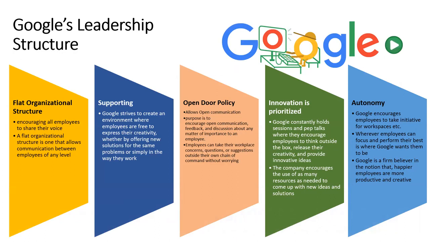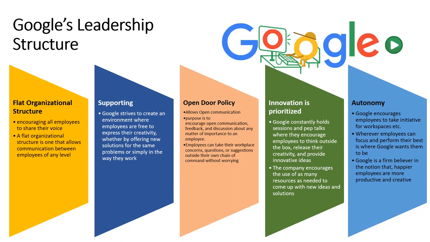How is Google using participative management? So here are some examples. They have a flat organizational structure, meaning that they encourage all employees to share their voice, right? They're very supportive of creative environments. So for instance, if you feel better and you get more work done outside, they're very open to that. They have an open door policy. The idea here is that it encourages open communication, feedback, and discussion. Innovation is a priority, right? They are about coming up with the next best thing, and they do this through listening to their people, right?